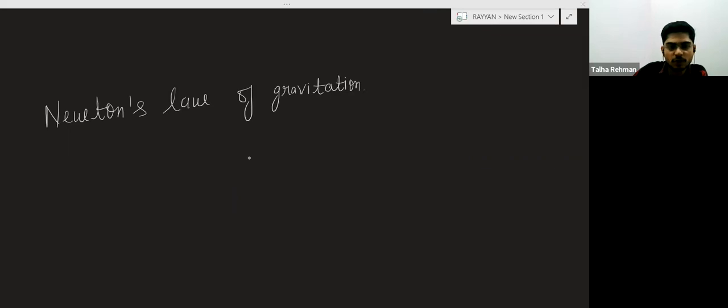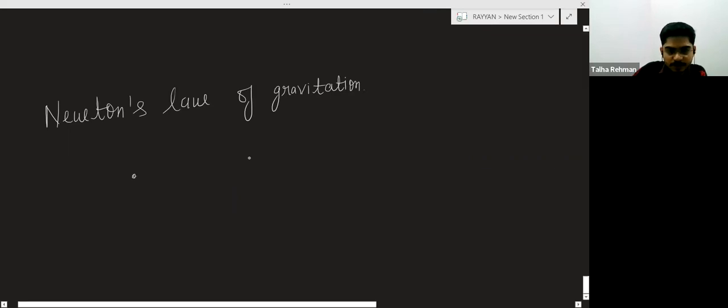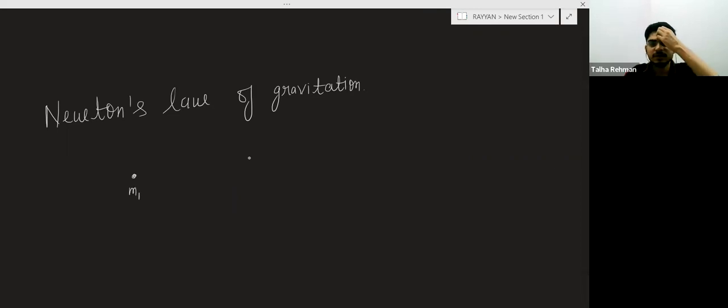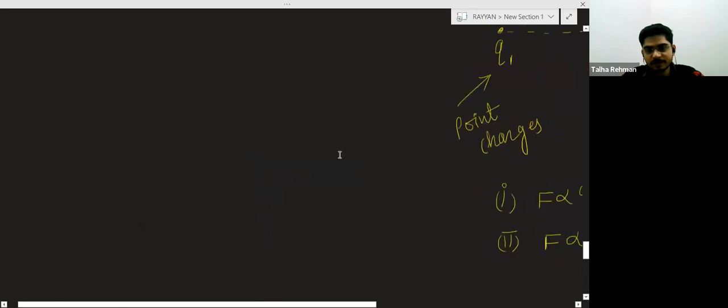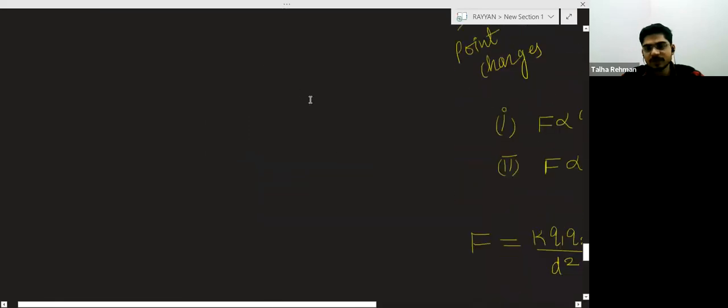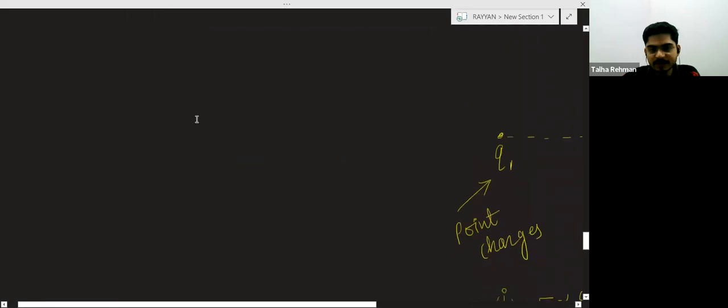Okay, see the Newton's law of gravitation. Suppose here is one mass, m1, and here is another mass, m2. This is the line joining the two masses. Earlier, we discussed this with charges. Now we are discussing it with masses.